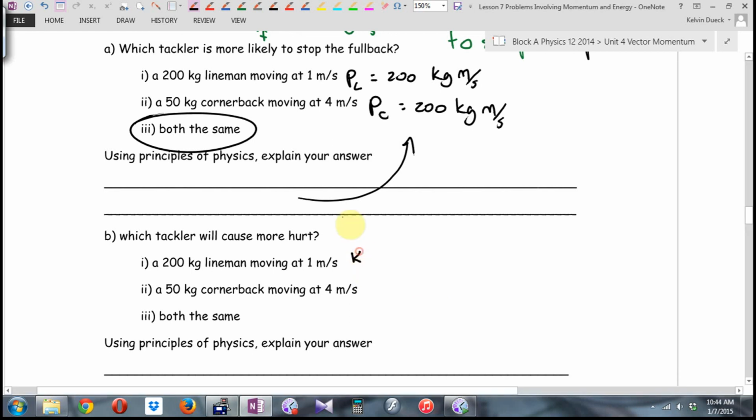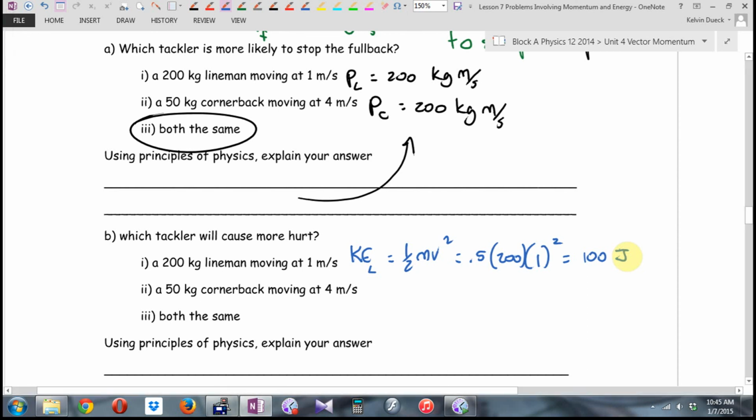The kinetic energy of this lineman is a half mv squared. It's going to be a half times 200 times 1 squared. Grant's got his brain, no calculator. He can probably do that in his head. What's 1 squared? 1 times 200. 200. Half of that. So this lineman has 100 joules of kinetic energy, and he's going to pass that on to the person he tackles.